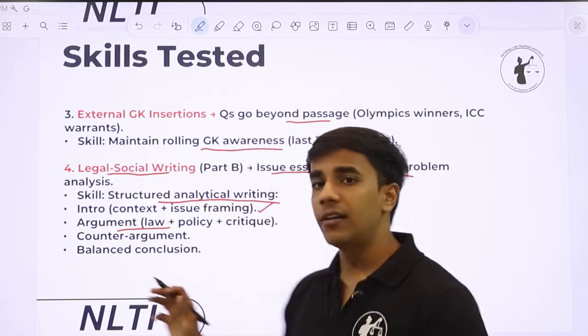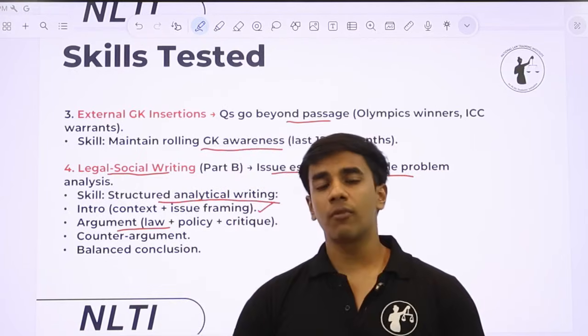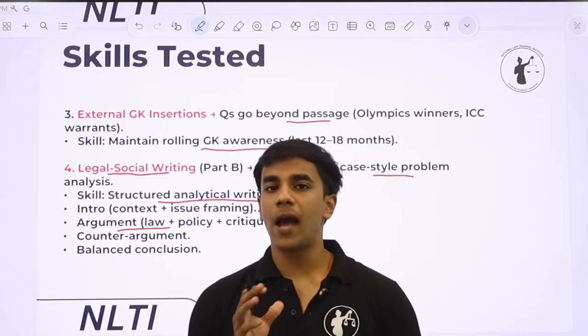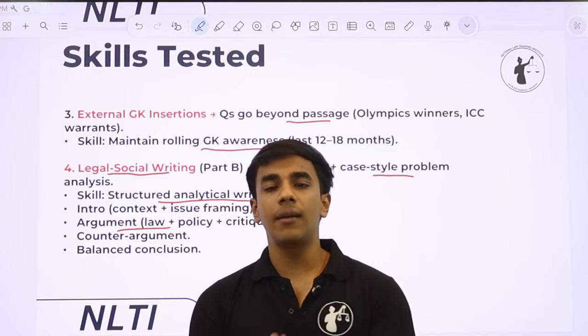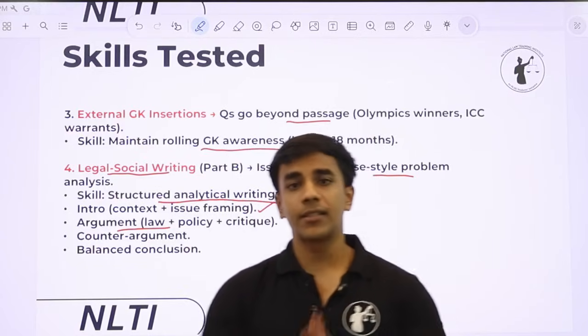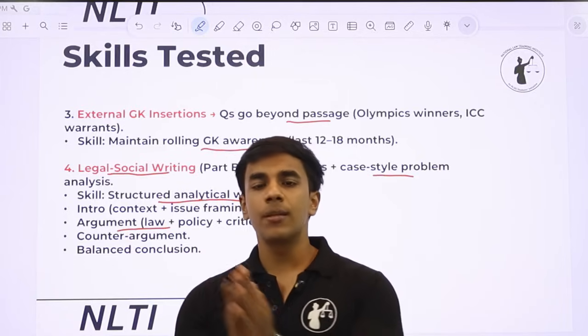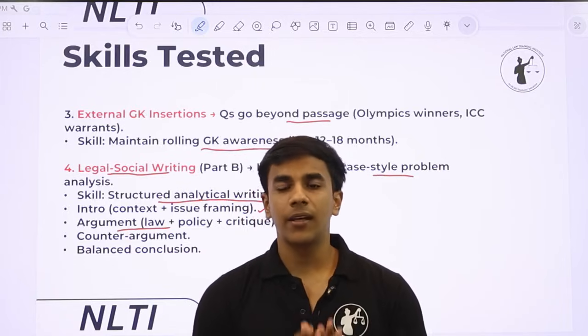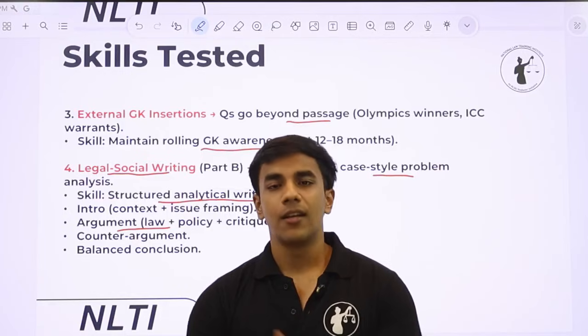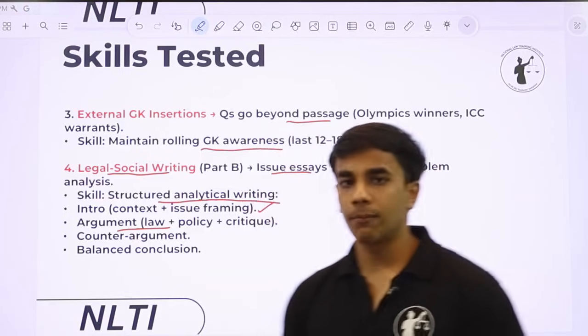So you have to provide counter arguments, but the conclusion should be balanced in the sense that you have to clearly specify your stance: this is the stance that I am taking, this is the argument that I have made, and even though there is a possible critique to the argument that I am making, my argument still stands. So this is how you have to structure your Part B answer.